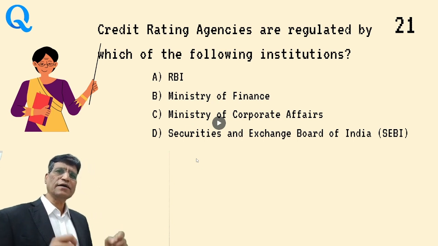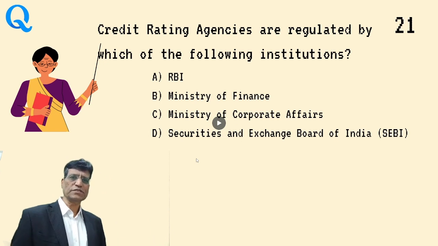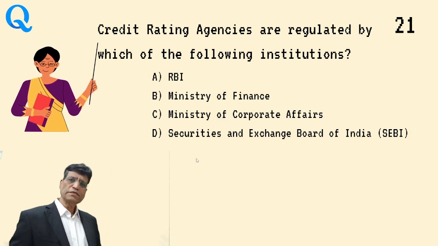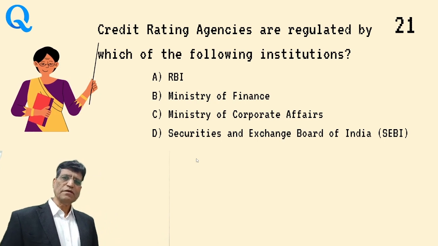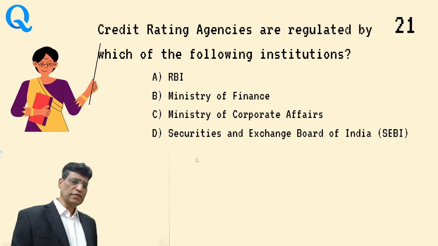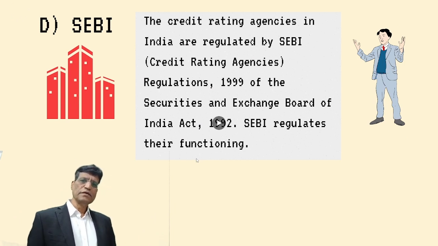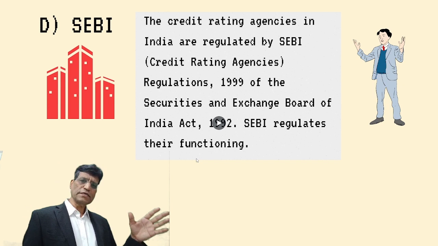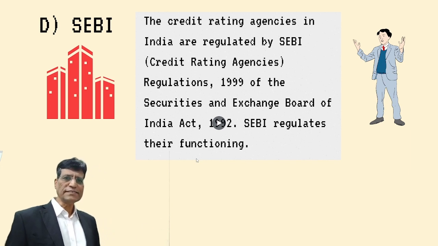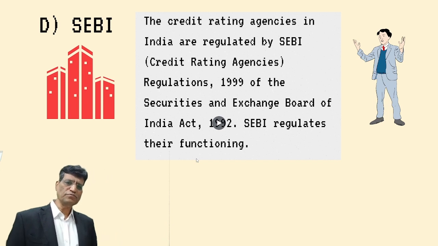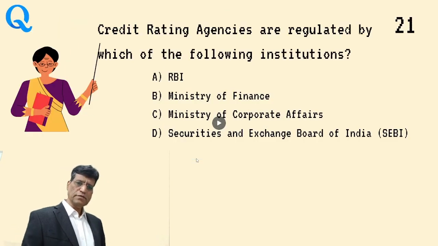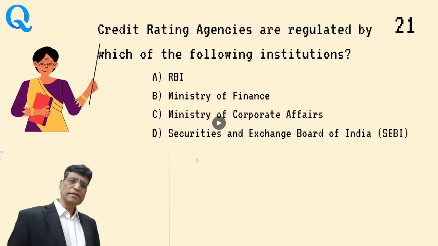Credit rating agencies are regulated by which of the following? RBI, Ministry of Finance, Ministry of Corporate Affairs, or SEBI. The answer is SEBI. SEBI regulates the credit rating agencies because they are regulated by the SEBI Credit Rating Agencies Regulations 1999, under the SEBI Act 1992. This is about the question. Credit rating agencies are regulated by SEBI.